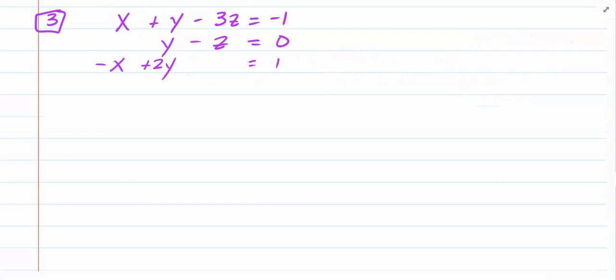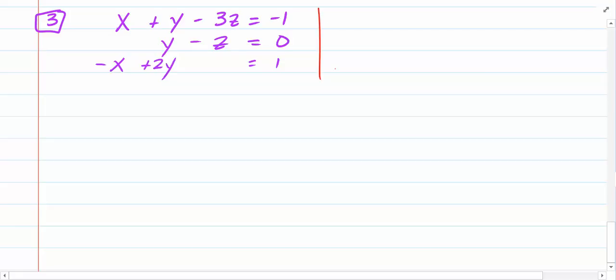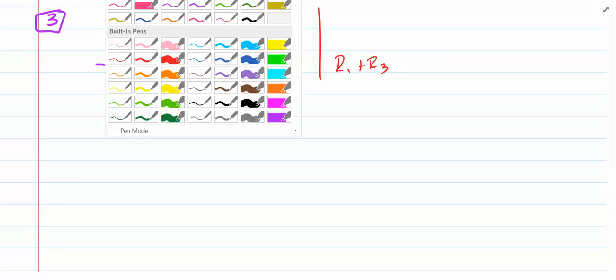That's pretty nice. All right, so we have the system down here. What do we want to do first? What's our first move? Add row 1 to row 3. Yeah, row 1 plus row 3. Let's add these together, okay? That's a good call. I'm going with that.